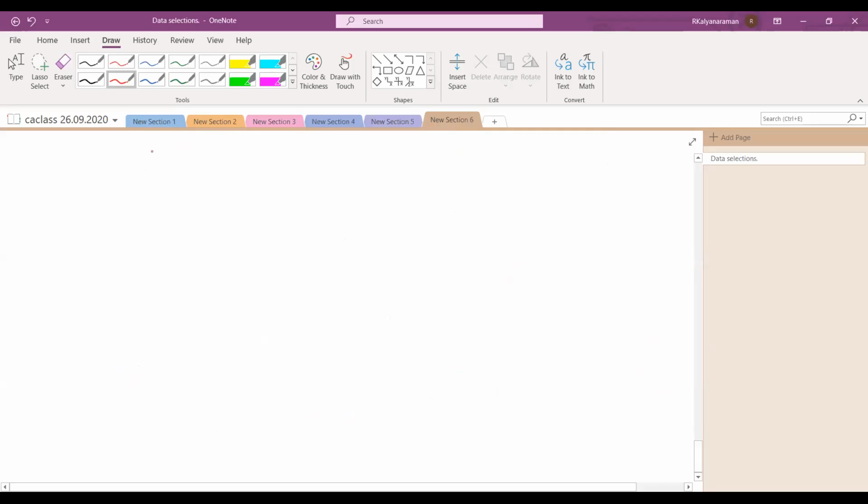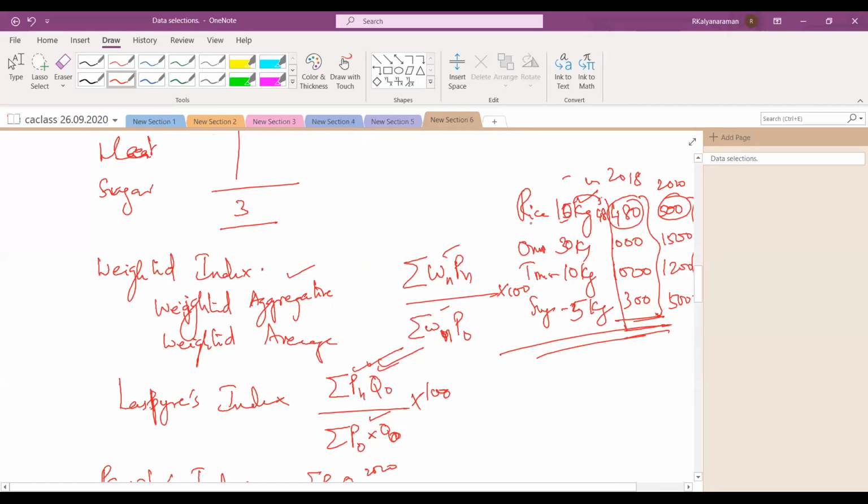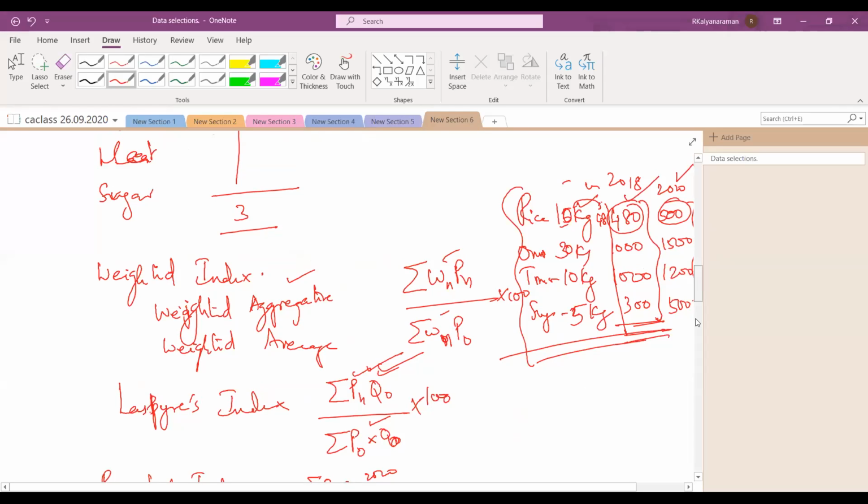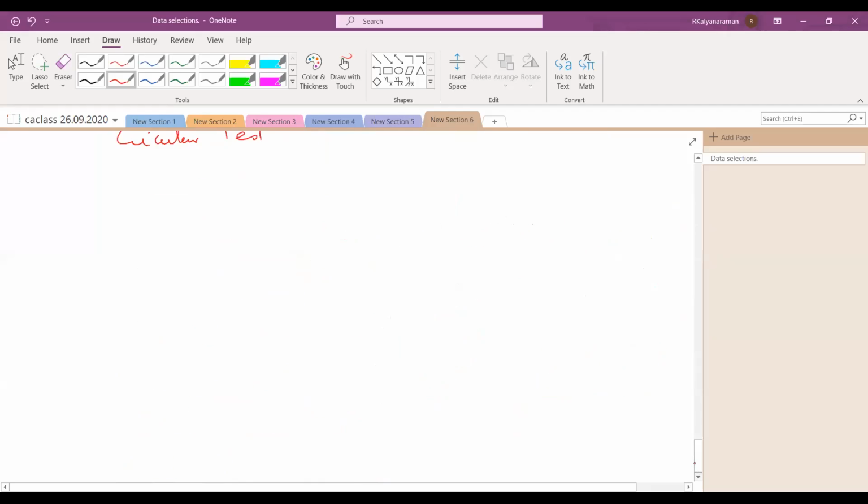As I already told you, in one example, basically what are we doing? We are taking the total money spent in 2018, total money spent in 2020 to buy a set of commodities, and then you are taking the index number. So basically the values should not be affected. This is called a factor reversal test. So the total value spent should not change, whatever criteria you use.